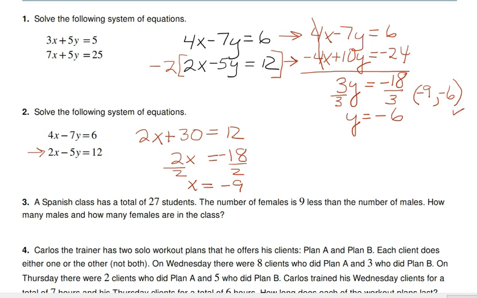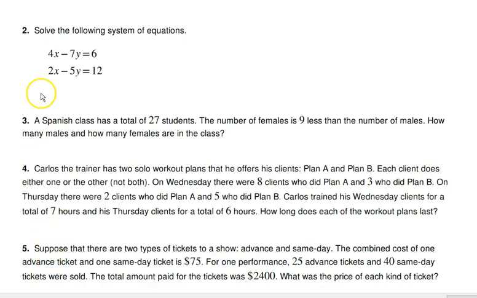All right, we'll move it up a little. Now, for number 3, we're jumping into applications. Again, pause it, read it, and see if you can come up with 2 equations using 2 variables. I would suggest you use m for males, f for females, and pause.